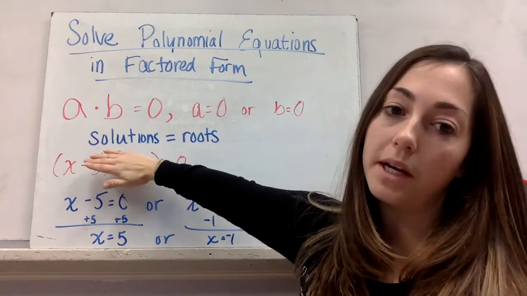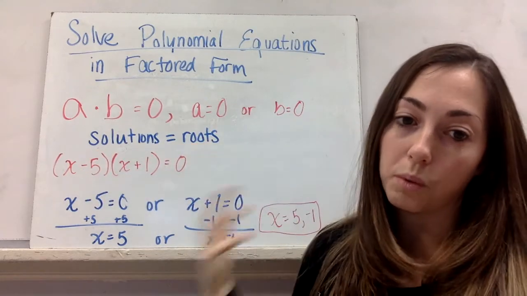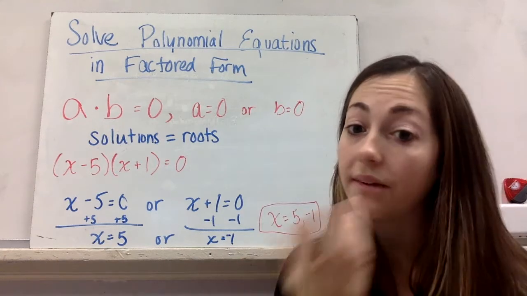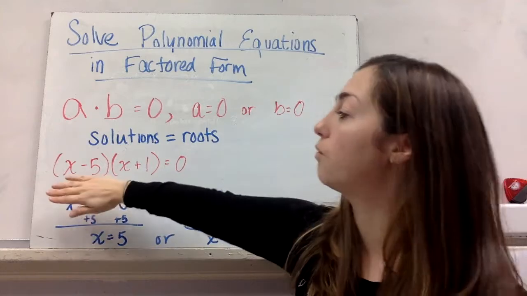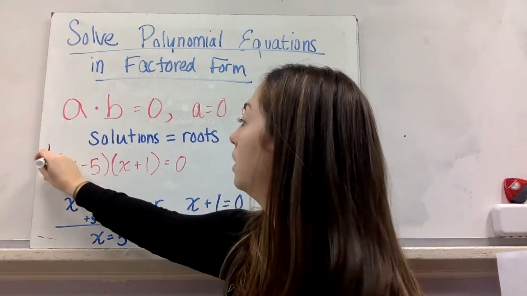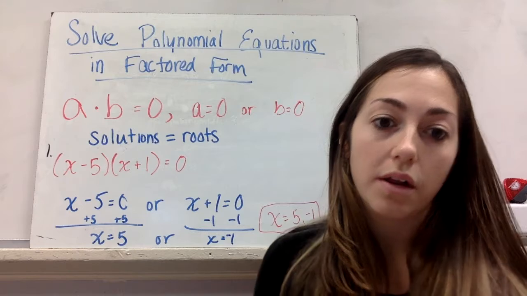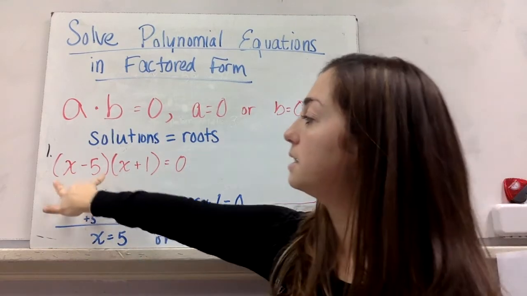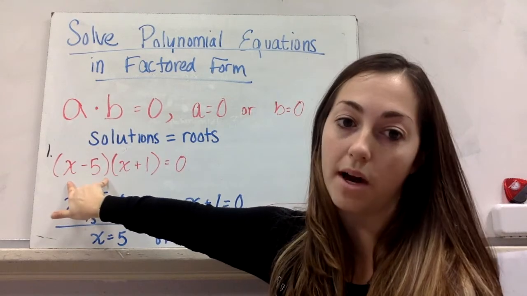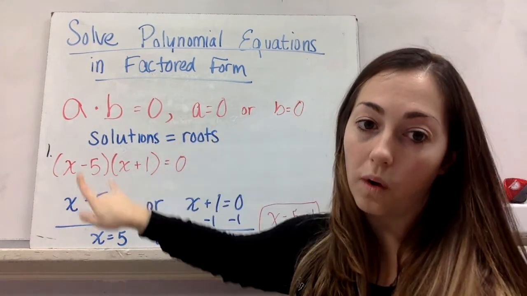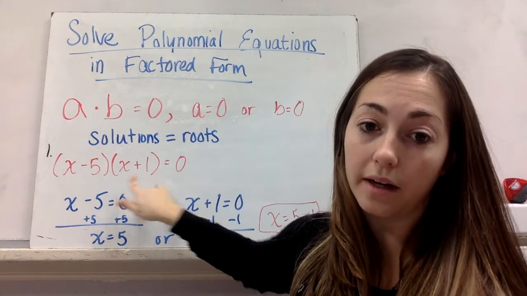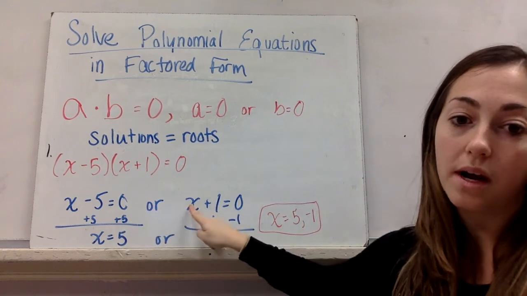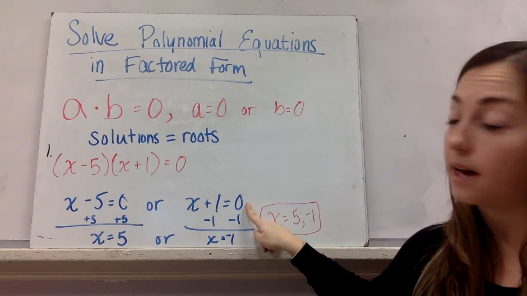So I just want to remind you, solutions, another word for it is roots, and you're going to see that again in this topic. So it'll say find the roots, and that just means find your solutions. So for example, example 1, if we have the equation, the quantity x minus 5 times the quantity x plus 1 equaling 0, what that means is you have a being x minus 5 equals 0, or the b part being x plus 1 equaling 0. So you have two different quantities, x minus 5 equaling 0 or x plus 1 equaling 0. And that's exactly how you set it up.